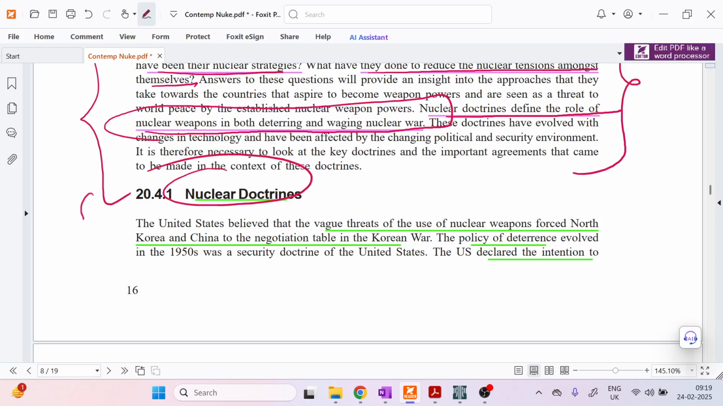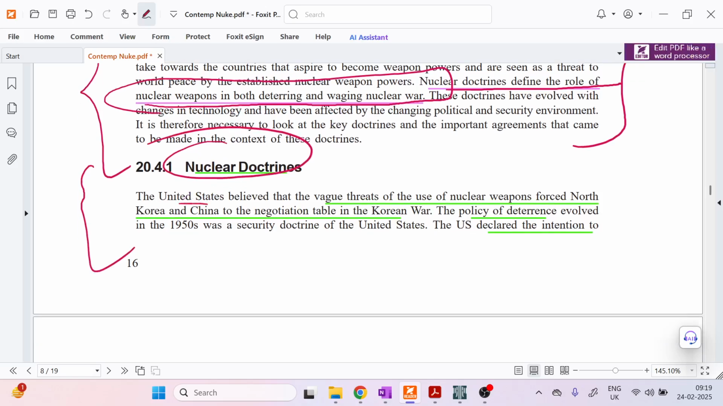So let's have a look at nuclear doctrines. The United States believed that the vague threats of use of nuclear weapons forced North Korea and China to the negotiating table in the Korean War. So the policy of deterrence evolved in the 1950s was a security doctrine of the United States.